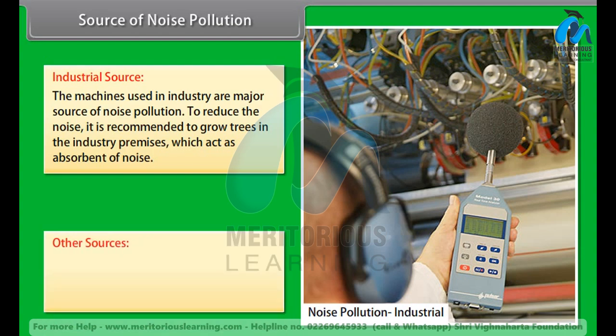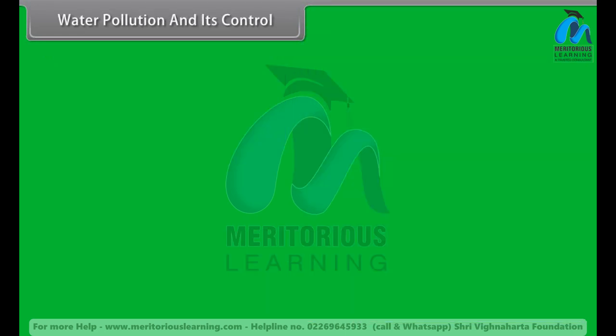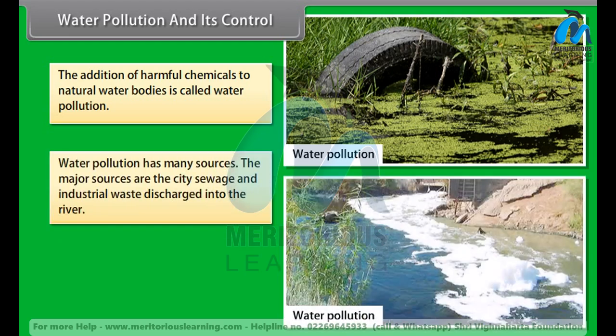Other sources: equipment such as boilers, compressors, generators, etc. also cause noise pollution to some extent. Water pollution and its control. The addition of harmful chemicals to natural water bodies is called water pollution. Water pollution has many sources.